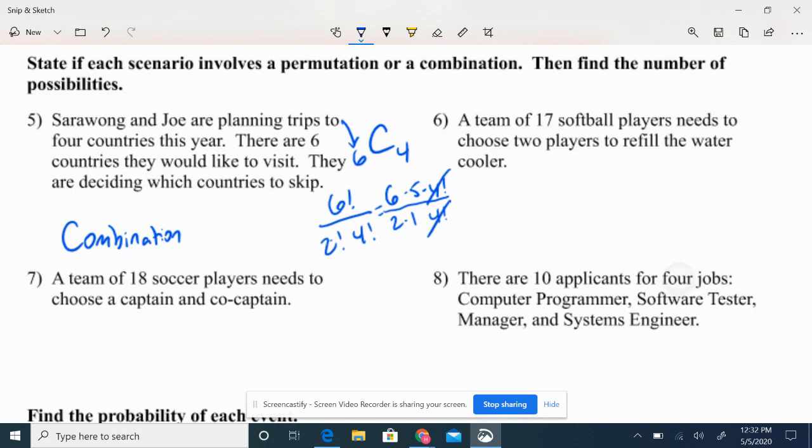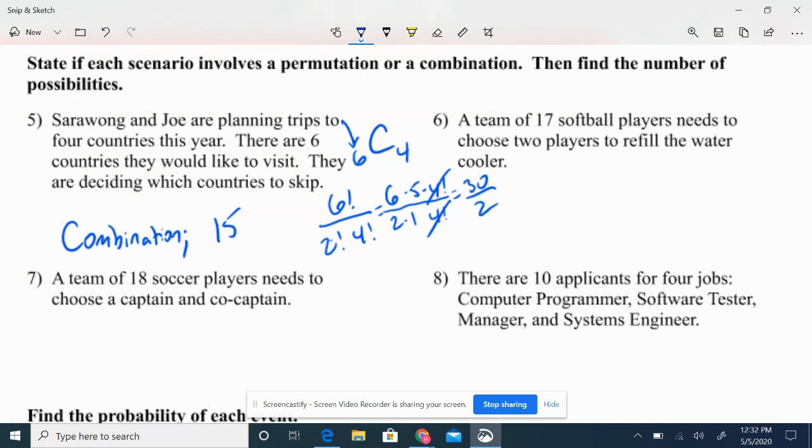So it seems like on the top, 6 times 5, I have 30. At the bottom, 2 times 1, I have 2. 30 divided by 2 is 15. So we use combination, and there's 15 possible solutions.